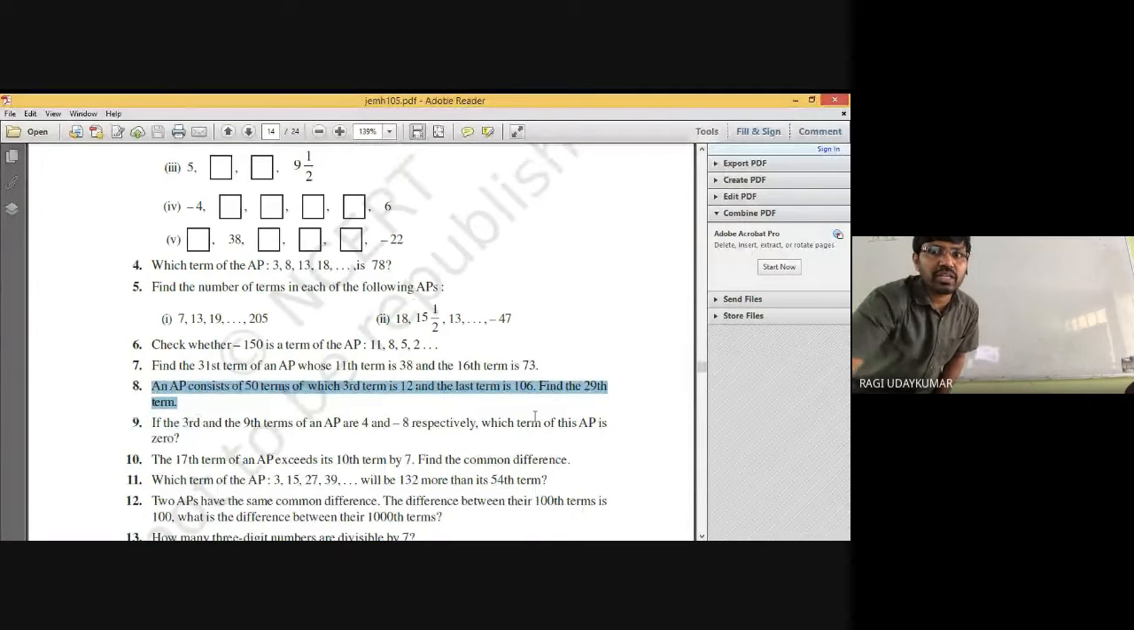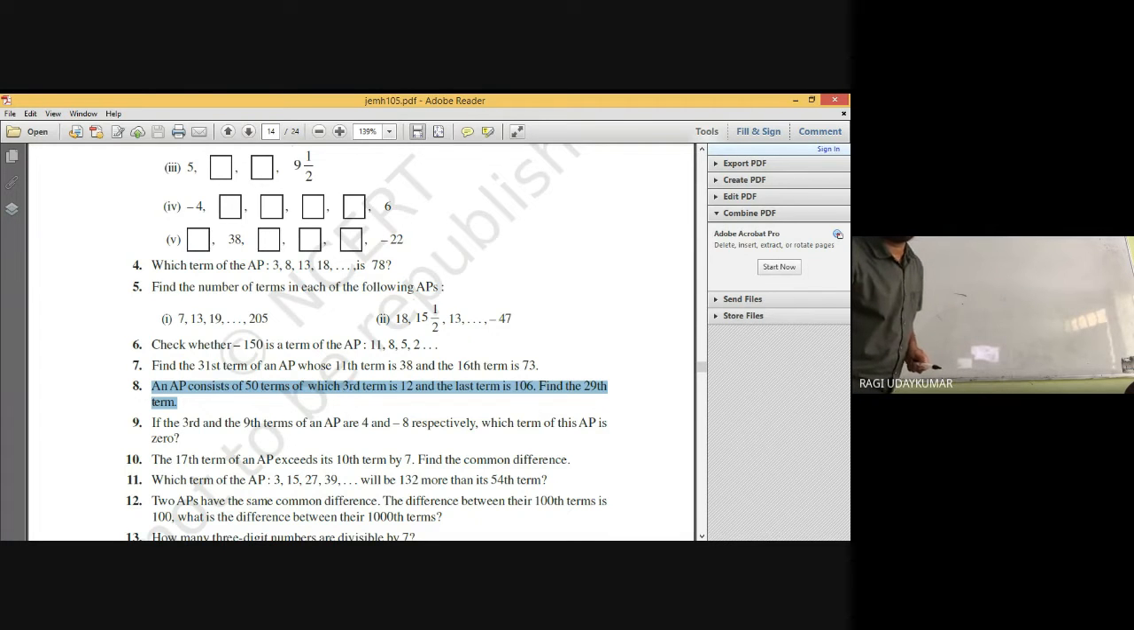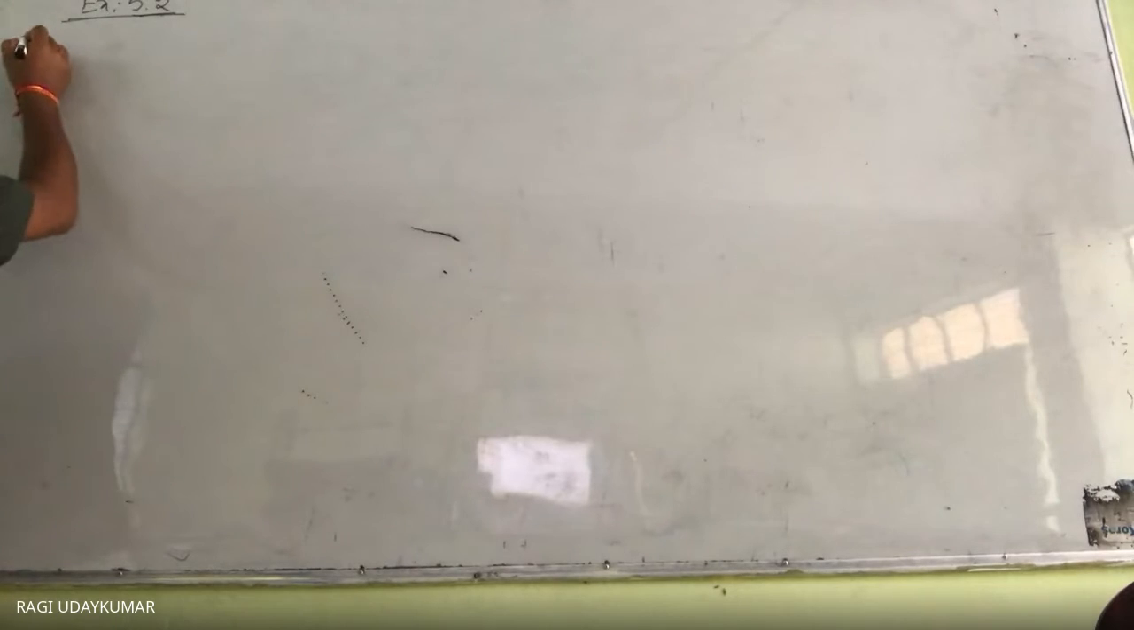So this is the question. 50 terms means the 50th term is given, the last term is mentioned. So the third term is given, the last term is given. From the two equations you are going to get, you need to solve them and find out the 29th term. A and D values you need to find out. So what is given to you here?